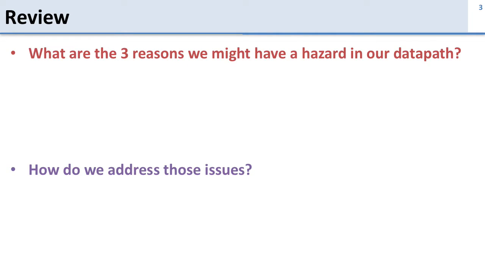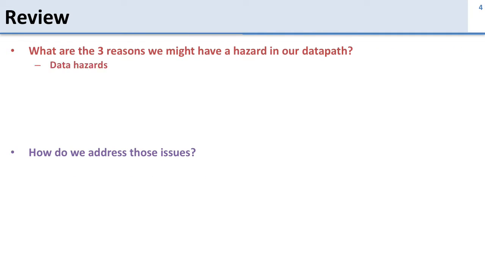So here are the two review questions. What are the three reasons we might have a hazard in our data path? And how do we go about addressing those three issues? Okay, so the three reasons are data hazards, control hazards, and structural hazards.